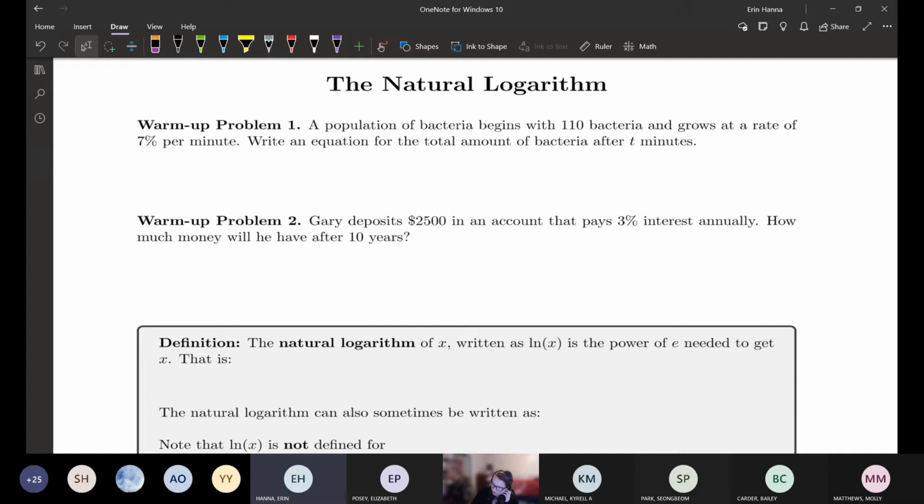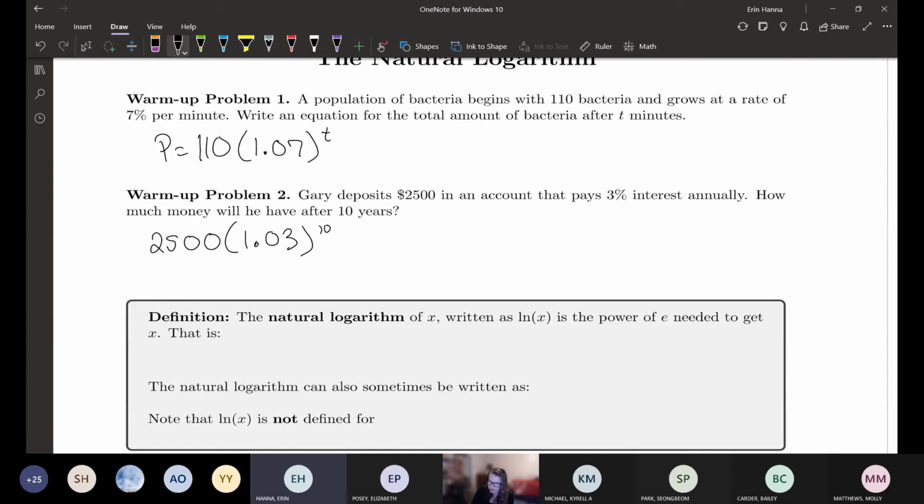All right, so the first one, I'm going to just say P for population. If you use a different variable, it's fine because they didn't specify. Initial value is 110. It grows 7% per minute, which would give you an A value of 1.07 because they give you the rate, into the t. And then depositing 2,500 at 3% would give you this equation generically. But then we want to find the amount of money they have after 10 years. So approximately 3,359.79. Questions, concerns on either of those? Cool.